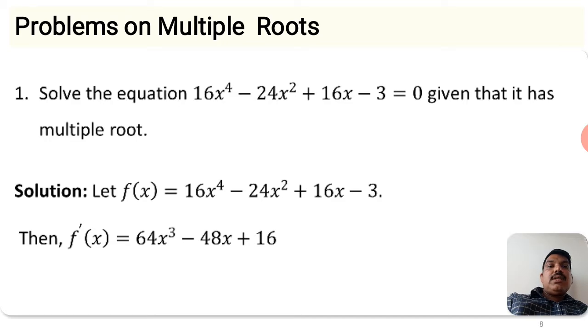So we know the formula: derivative of x to the power of n is equal to n into x to the power of n minus 1. We have to apply this formula. Therefore 16 into 4 is 64, and n minus 1 is 4 minus 1, which is 3. For the minus 24x square, 24 into 2 is minus 48, and 2 minus 1 is 1, that is x. Then the constant term is 16; the minus 3 is a constant, and the derivative of a constant is equal to 0, therefore minus 3 gives 0.